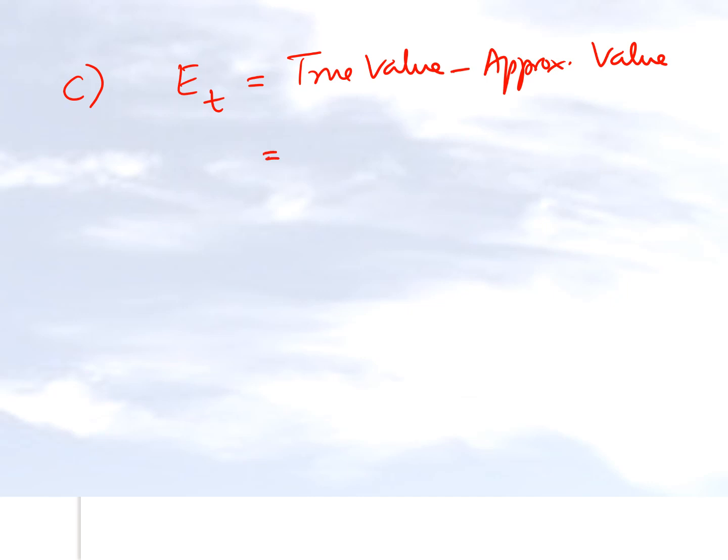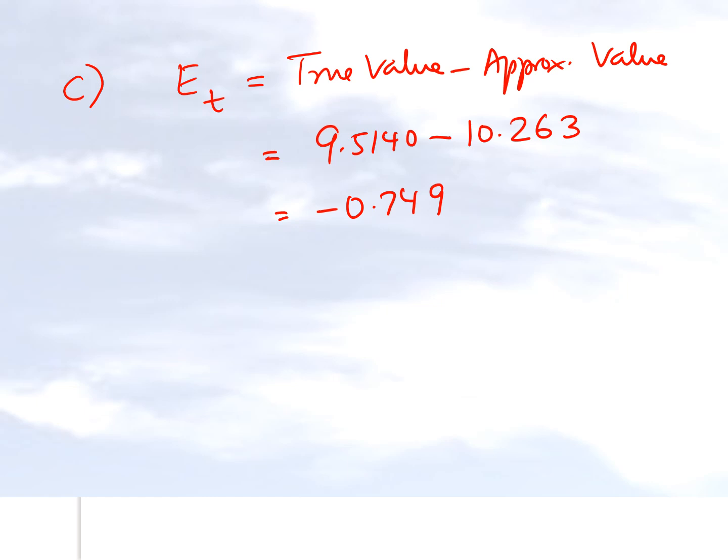So here what we're going to do is we are being asked to calculate the true error. The true error will be true value minus approximate value, and the true value we found from part B, which is 9.5140. The approximate value found from the first part was 10.263. So if we take the two and subtract, we get minus 0.749 as our true error. And that's the end of this example here.